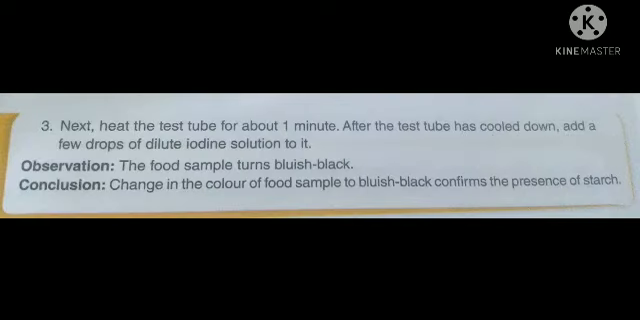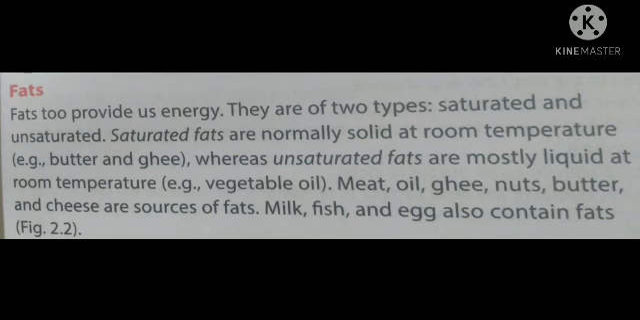So the conclusion is the change in the color of the food sample to bluish black confirms the presence of starch. Fats are those kinds of food components which also provide us energy. There are 2 types of fats, saturated and unsaturated fats. Saturated fats are normally solids at room temperature, like butter and ghee.